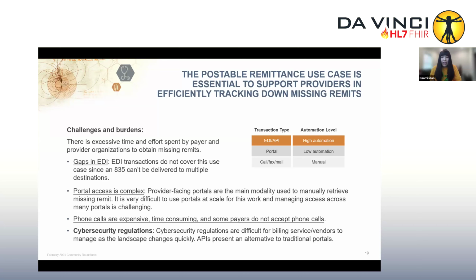But that presents challenges, because managing access to so many different payer portals and clearinghouse portals is difficult to do, and it's hard to do this work at scale. The phone calls are very expensive, the hold time could be very long, and some payers don't even accept phone calls. So our discovery group talked through the challenges providers and payers are experiencing today, and we agreed that these are the prevalent challenges that are worth solving for with automation using a FHIR IG.